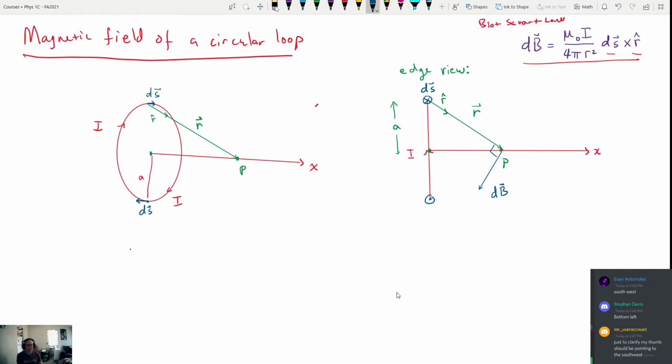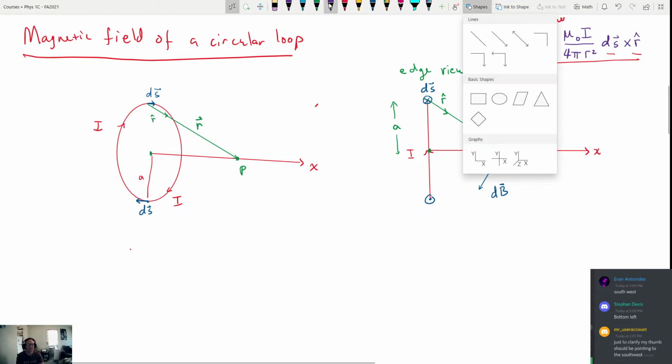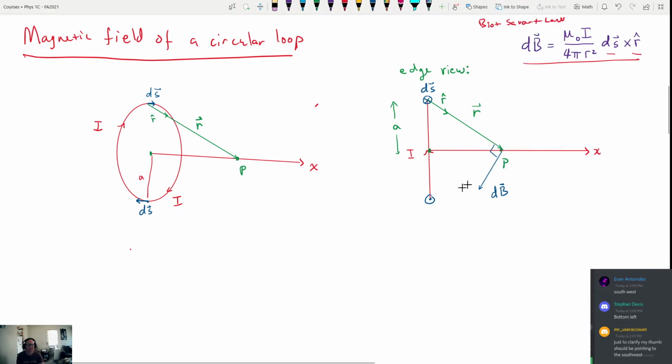Out of the page, right? And then we could have done the exact same thing, right? We could have taken a vector here. We could have drawn our R vector here, right? And we could then do another ds crossed R hat thing here, right? So this is ds. And this would be R hat.